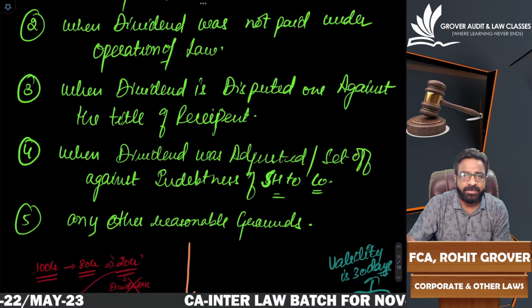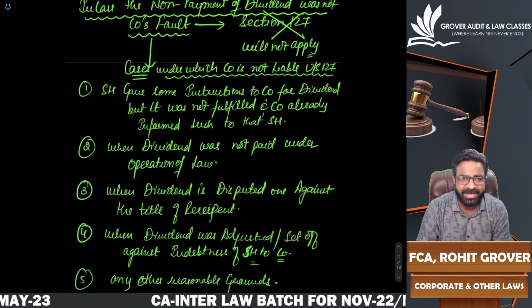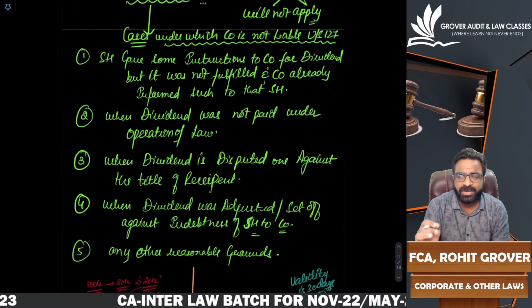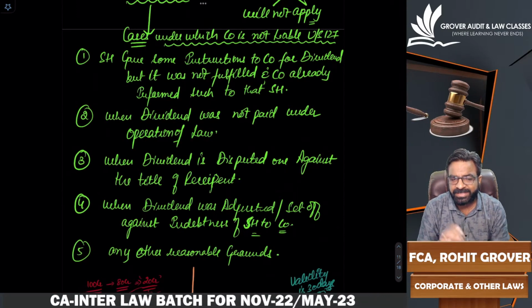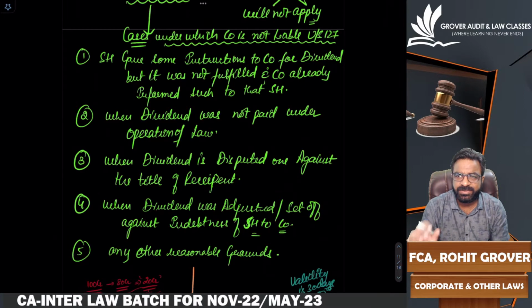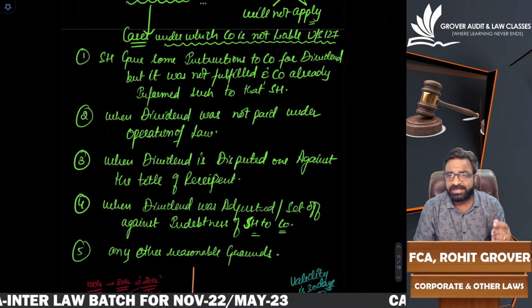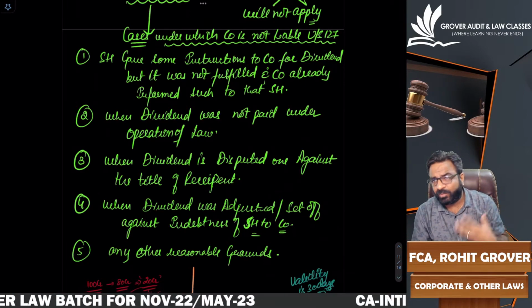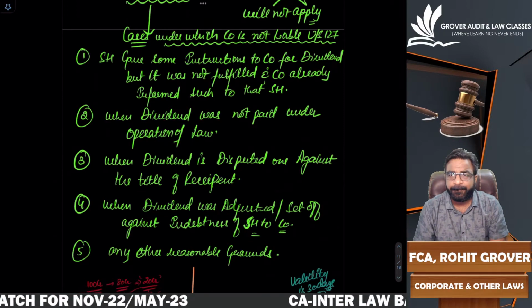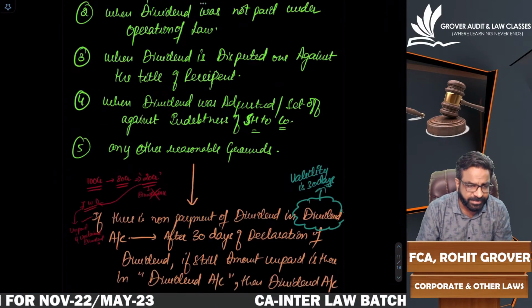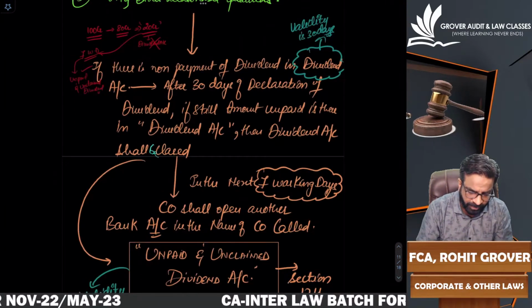So tell me everyone, did you all understand the cases under which section number 127 will not be applicable on the company? No penalty on the company. Is it crystal clear to all? Yes or no? Quickly reply. Everyone, quickly reply. Crystal clear? Yes.